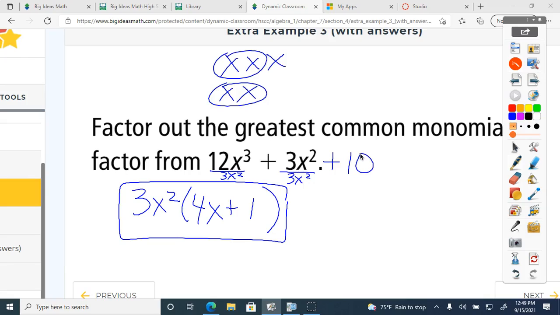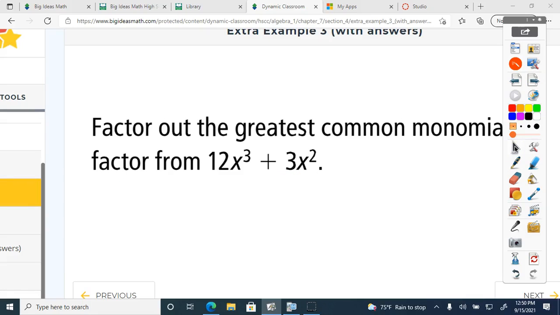I heard you say 9. 9 won't go into 10, and 9 won't go into 3. What if it was 9? In that case, yes. How about we make it 18? Now my greatest common factor is just 3 with no variables. 3 goes into 18, 3 goes into 3, 3 goes into 12. So it's still 3, but can we put x or anything out front with it? No, because this one doesn't have an x. Everybody with me? Okay.